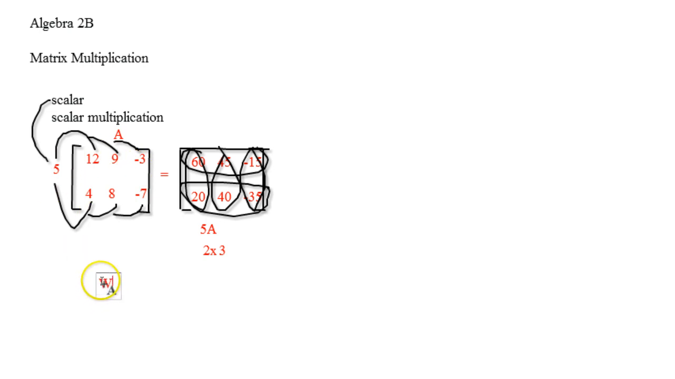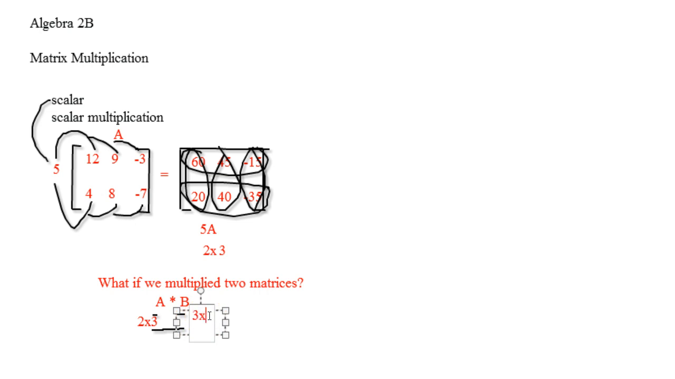Now what if we multiply two matrices? If we multiply two matrices, we need to pay attention to the rows and columns. Let's give an example. Let's say matrix A times matrix B, and matrix A is a 2 by 3 matrix. Whatever B is, it has to be 3 by something. The rule is that the first matrix's columns need to equal the second matrix's rows. Let's make B a 3 by 2.